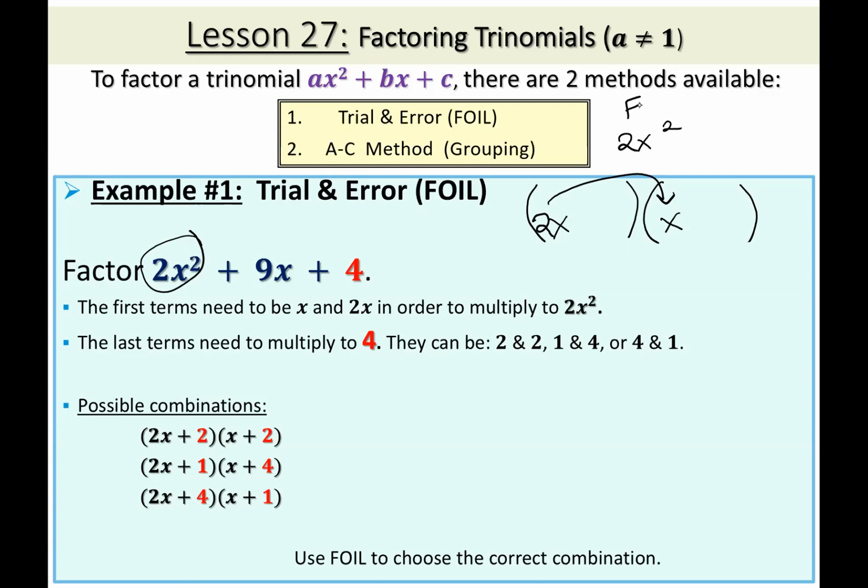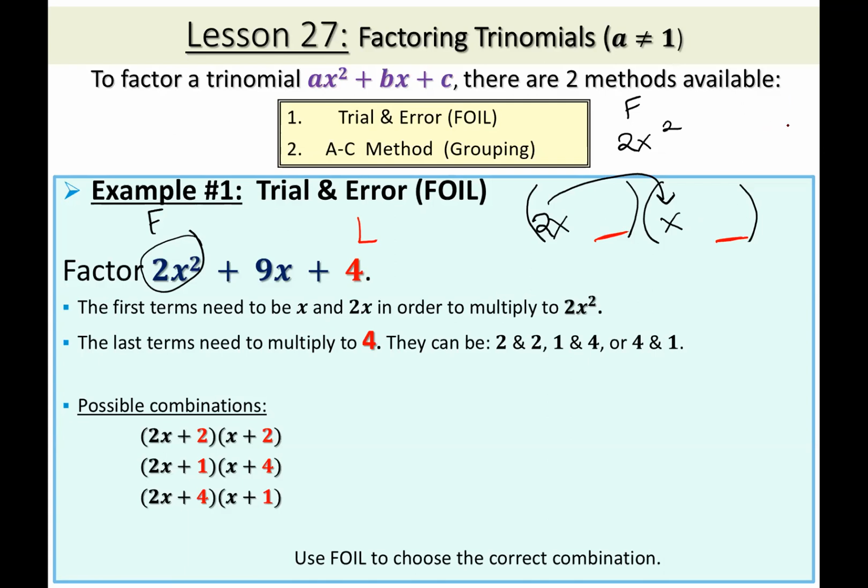And now we're going to skip ahead and focus on the last term. So see this middle term of 9x, we're going to sort of ignore it temporarily. Okay, so start with the first terms, multiplying to 2x squared. Now let's focus on the last terms, needing to multiply to 4. So this is where we're going to run through some options. This is the trial part, because you can see there are many combinations that we need to consider. What are some factors of 4?